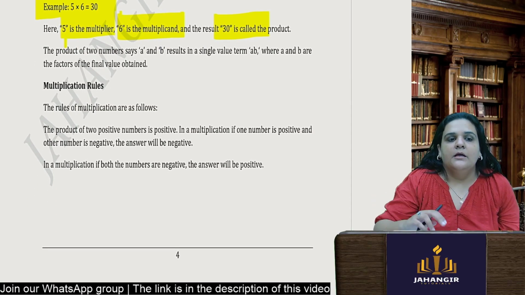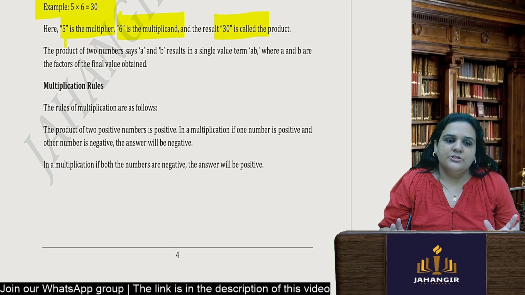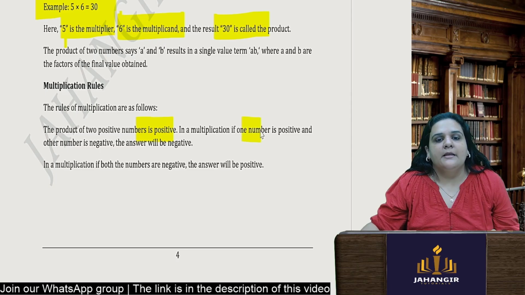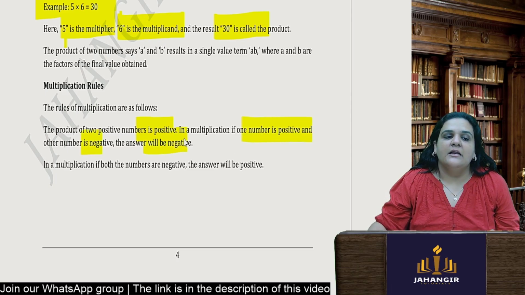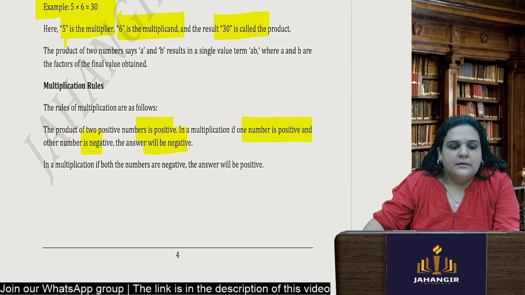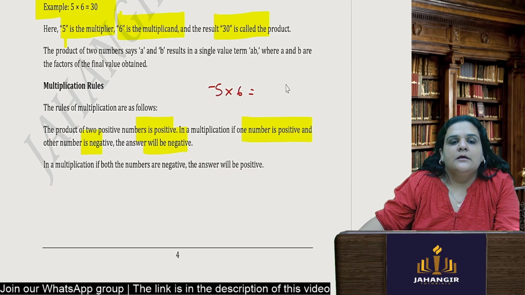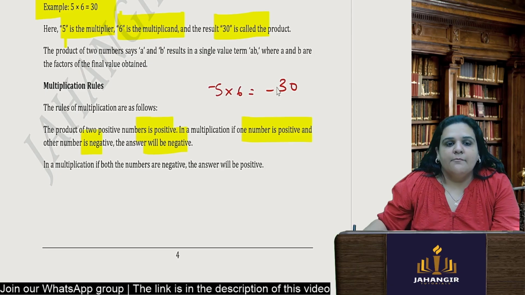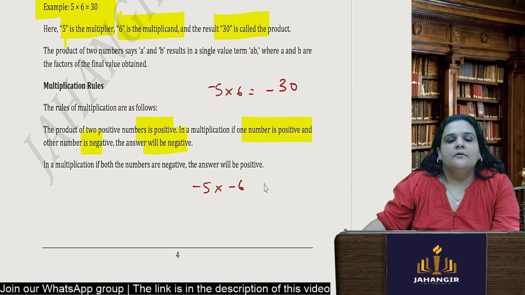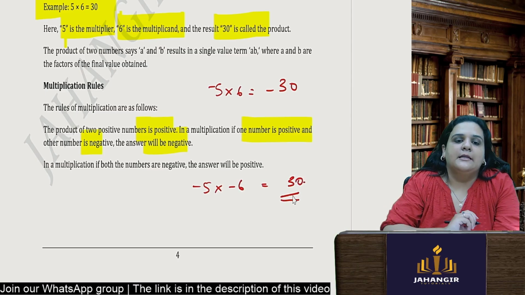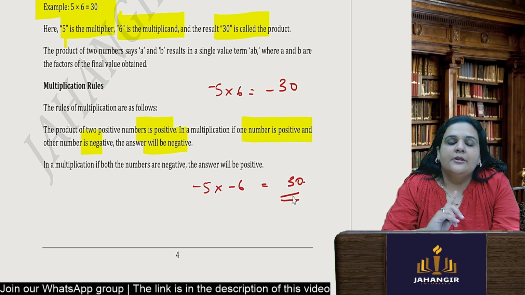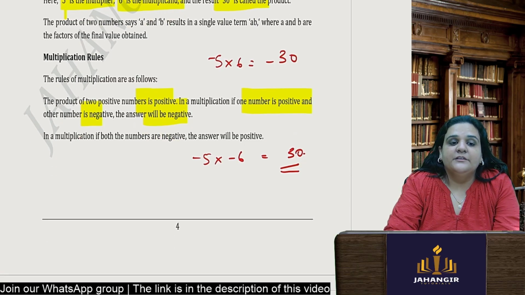Now the rules. If you are multiplying two positive integers, the number is positive. In multiplication, if one number is positive and the other number is negative, the answer will be negative. You will multiply, say minus 5 into 6, you will write 30, but the product will have the negative sign. If both the numbers are negative, minus 5 and minus 6, then the answer is going to be a positive 30. If there are two minus signs, then the product is also going to be positive.